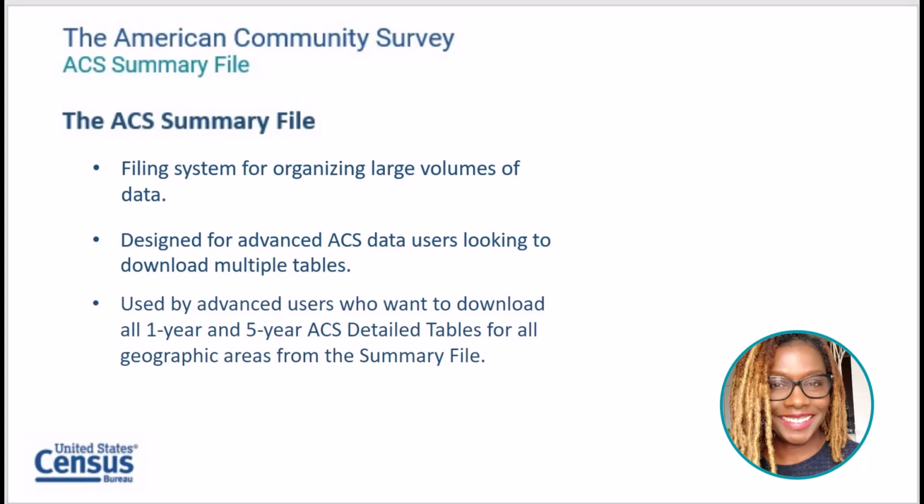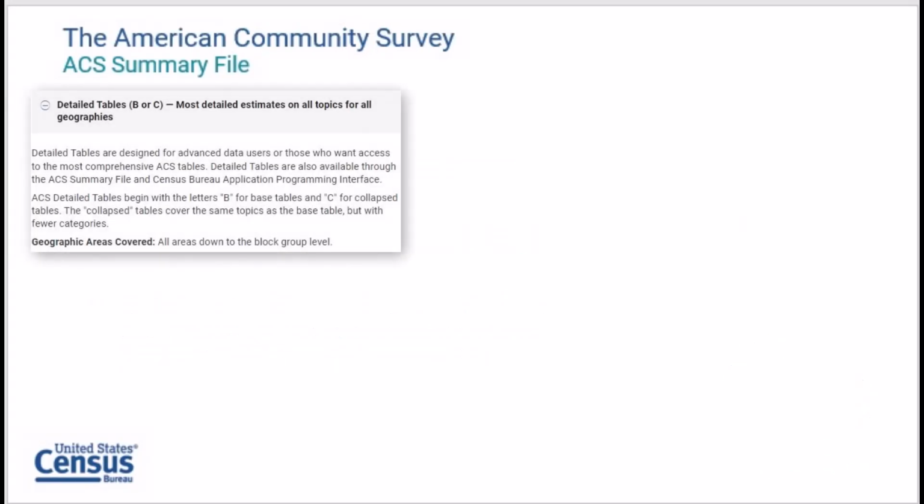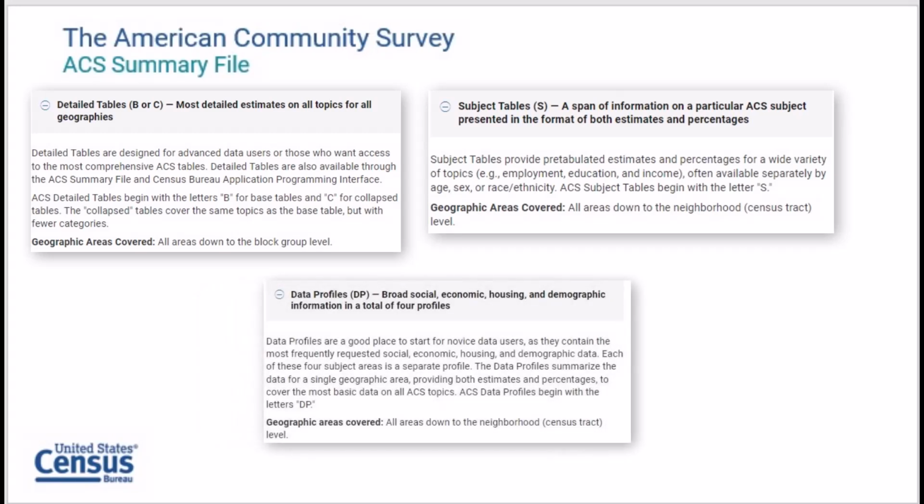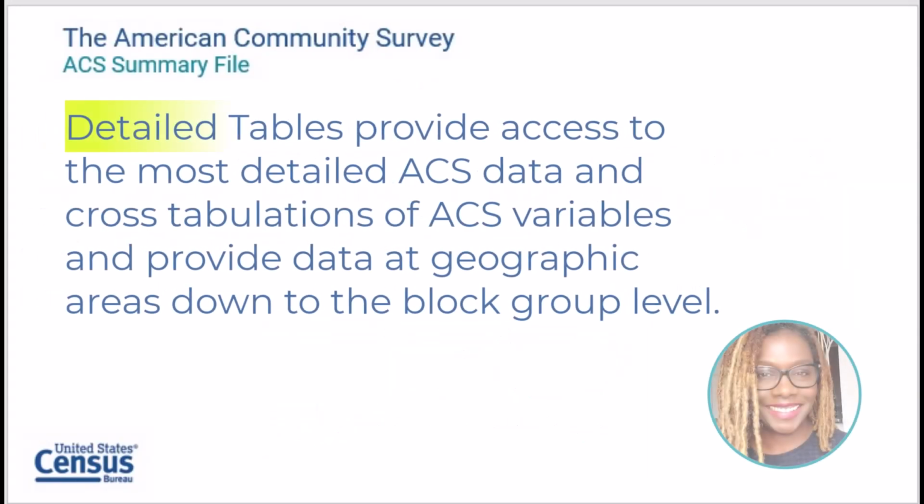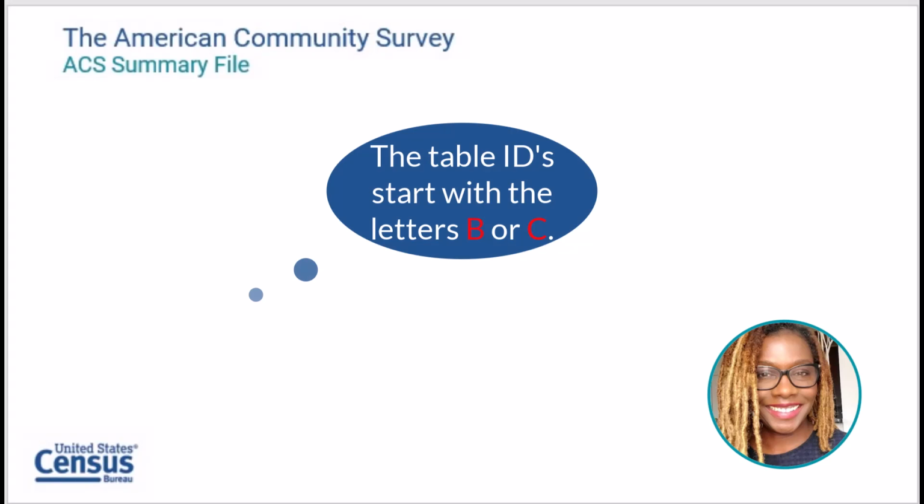Many users are familiar with our detailed tables, our subject tables, and data profiles, which are discussed in Module 3. However, the subject tables and data profile tables are not in the summary file, as they were created from the detailed tables in the summary file. The detailed tables provide access to the most detailed ACS data and cross-tabulations of ACS variables, and provide data at geographic areas down to the block group level. The table IDs start with the letters B or C.